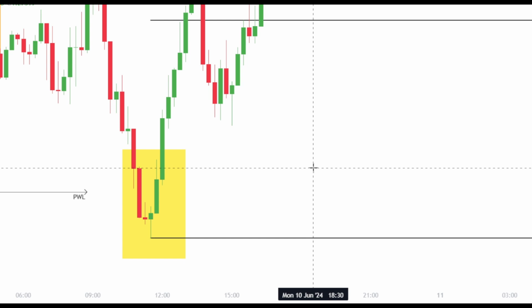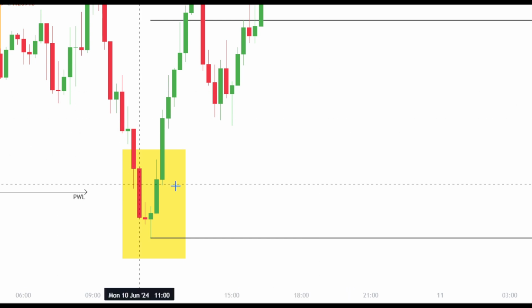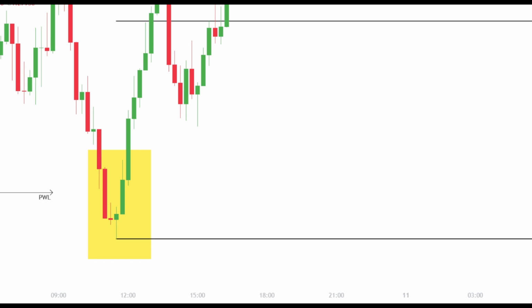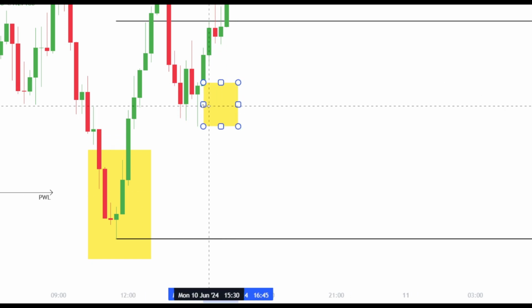I'd rather just lose properly and not get wicked out. It's one of the worst things, right? So I personally favor ICT silver bullet fair value gaps, right? So my order block, therefore, was pretty simply this candle over here. And I get a lot of questions about order blocks as well.